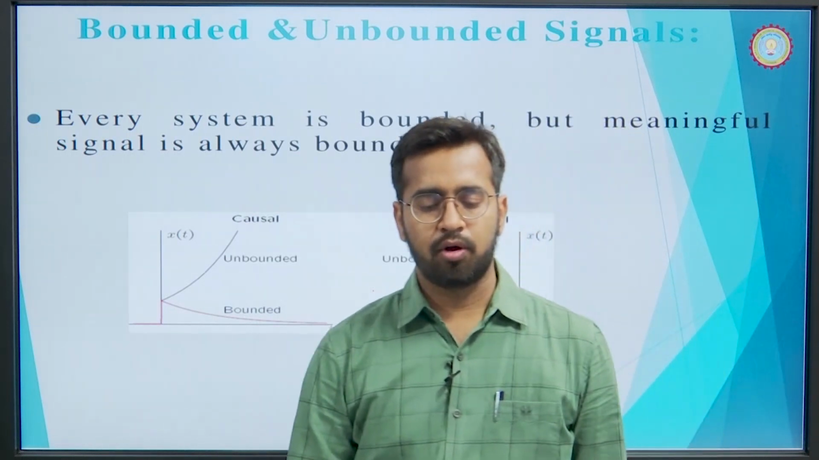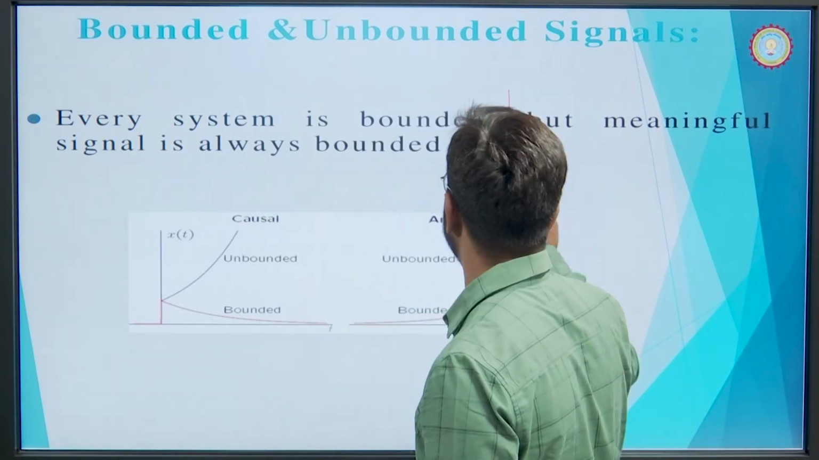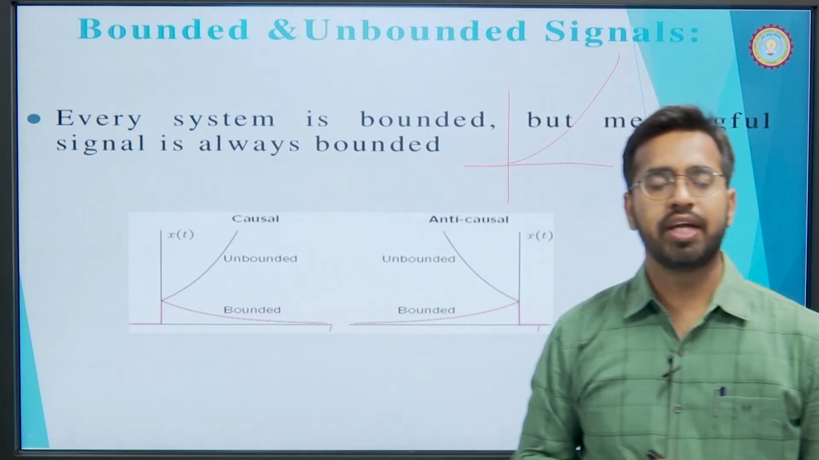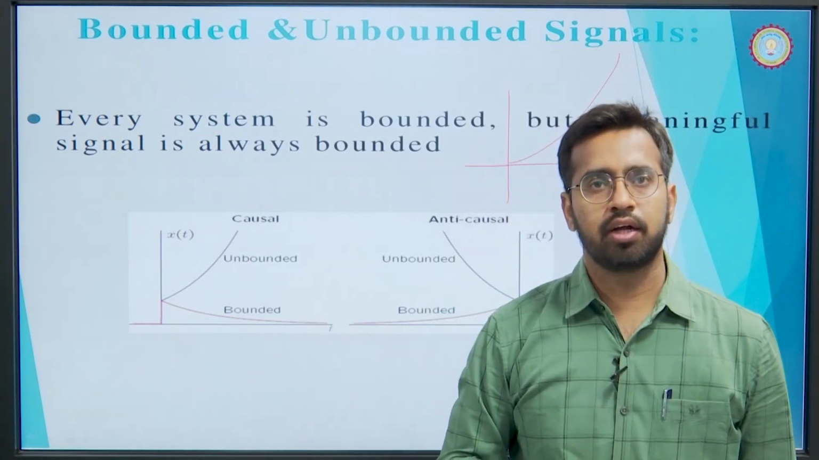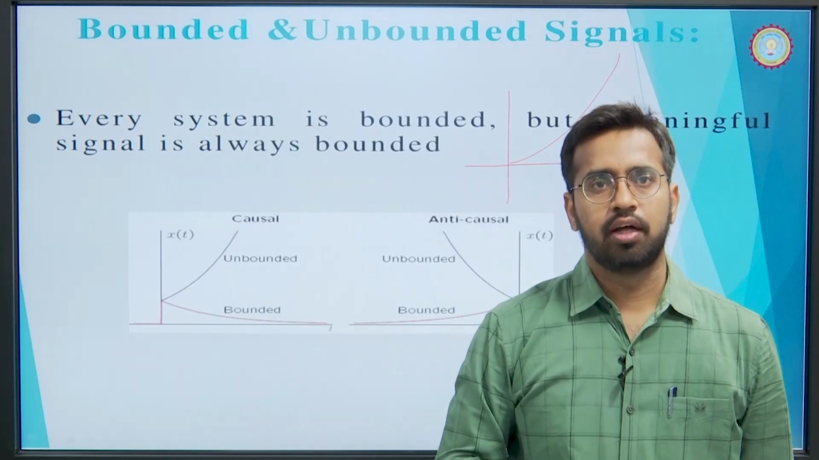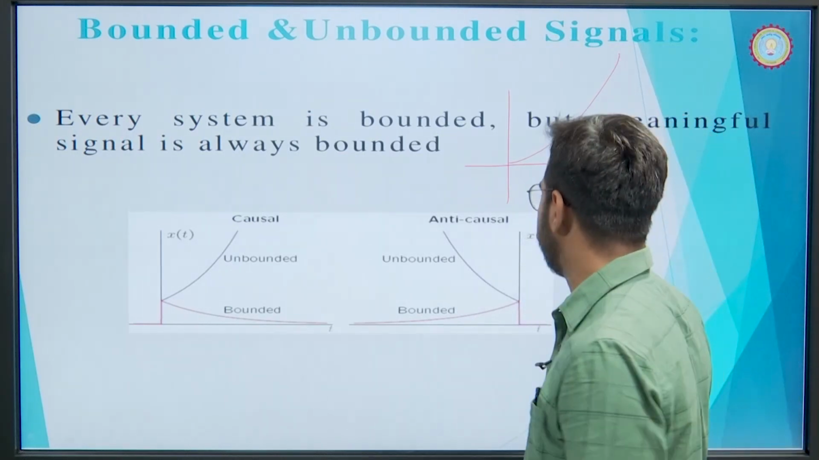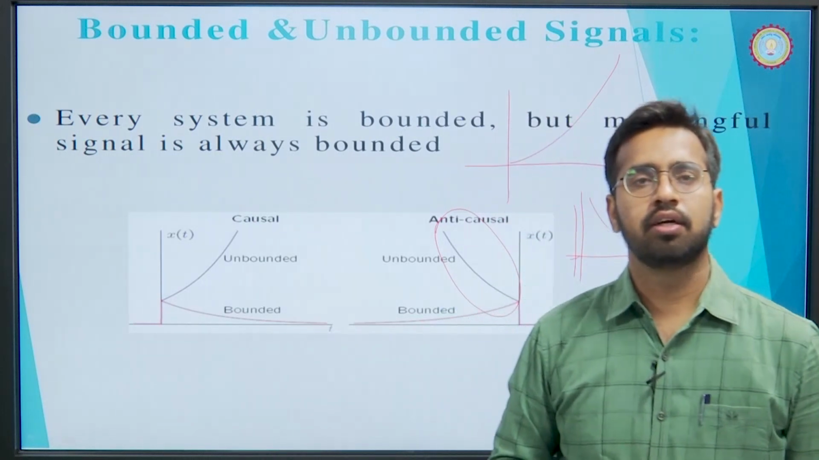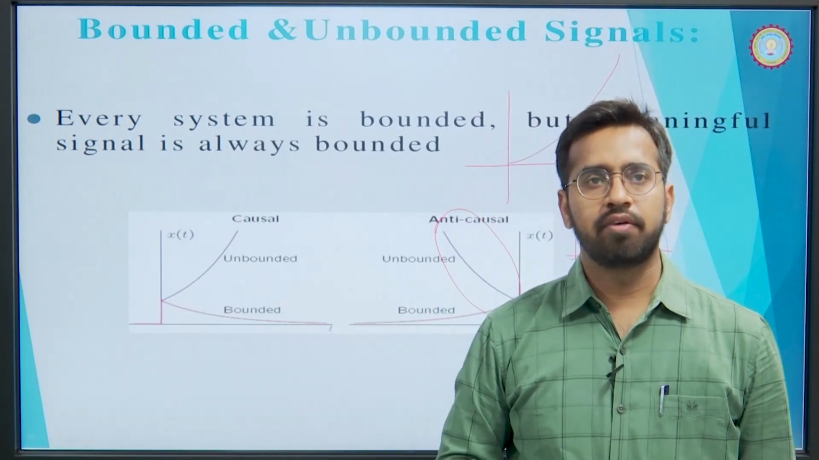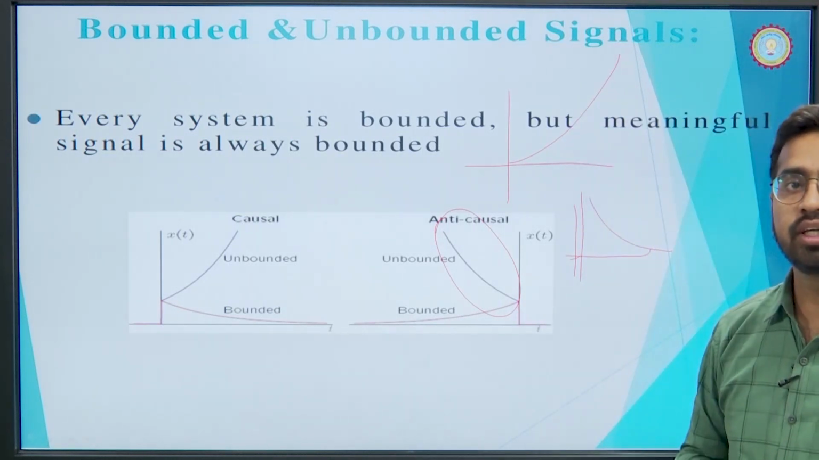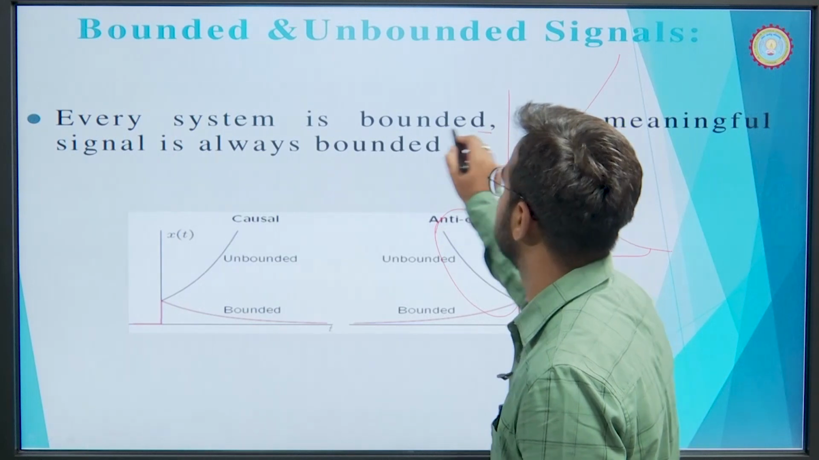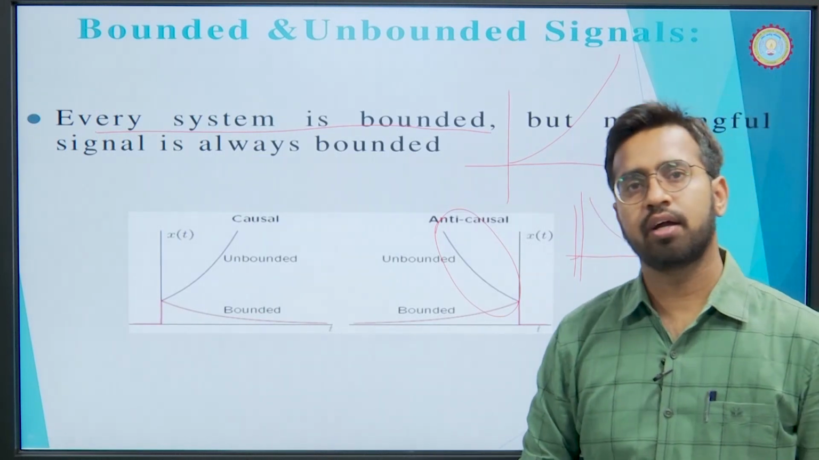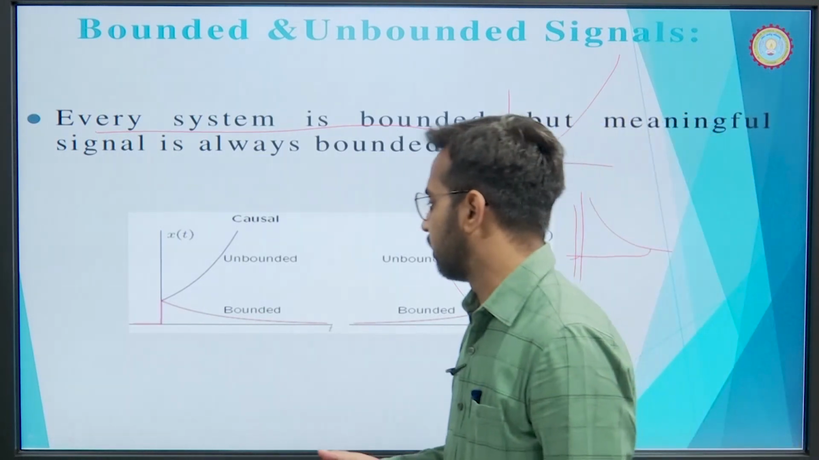Okay. So, what is a bounded and unbounded signal? Suppose a signal is going like this, meaning it is not decaying or it is continuously increasing, that signal comes under the category of unbounded signal. And if a signal is of decaying nature, like this, then we can call this signal a bounded signal. Every system is bounded, but a meaningful signal is always bounded. If a signal is not bounded, we will not be able to get a very useful response from that signal.